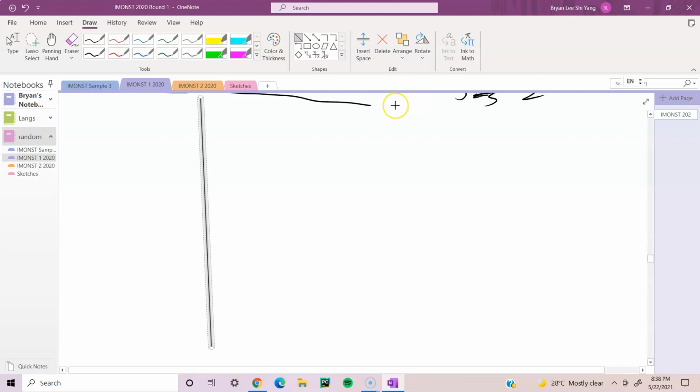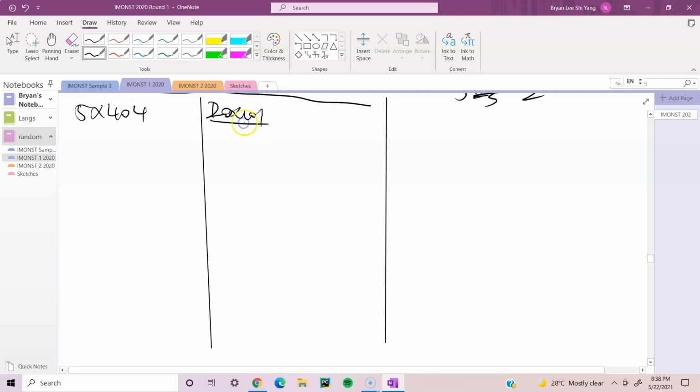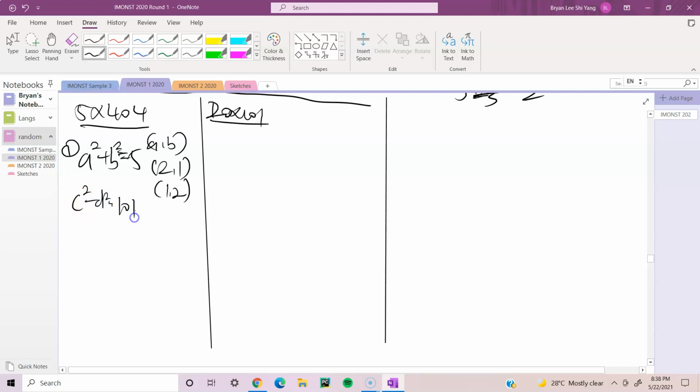Okay, so one line, and then we have another line over here because I want to make my thing clearer. Okay, so we have 5 times 404 and then 20 times 101 over here. So we can break these down further into 2 cases. The first case here would be a squared plus b squared equals 5. So for A, B, this set would either be 2, 1 or 1, 2, right? Then for C squared minus D squared equals 404, C would be equal to 102, and D would be equal to 100.